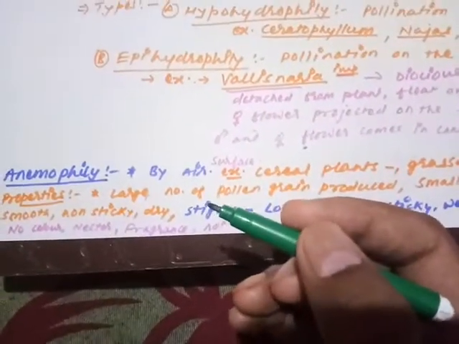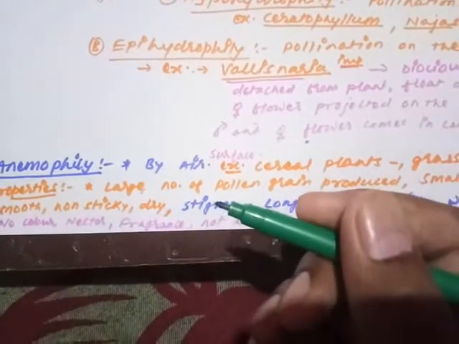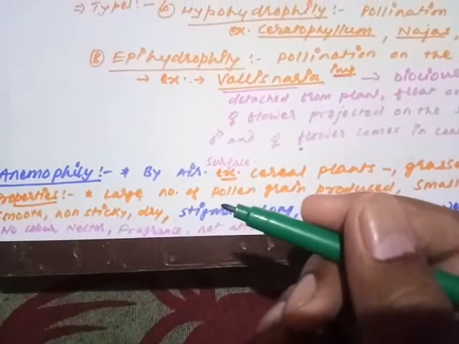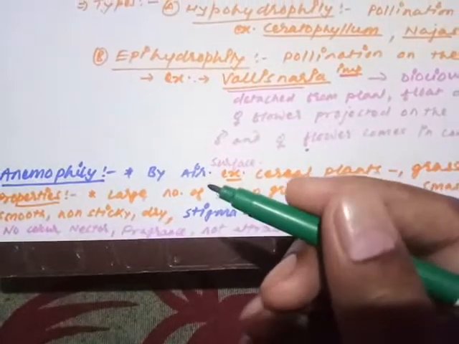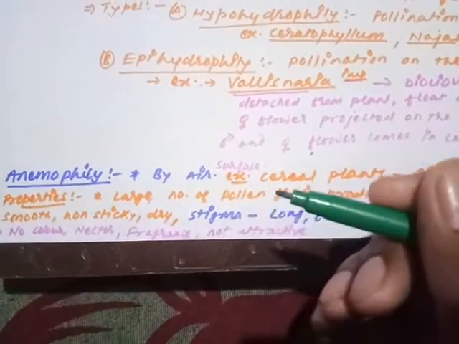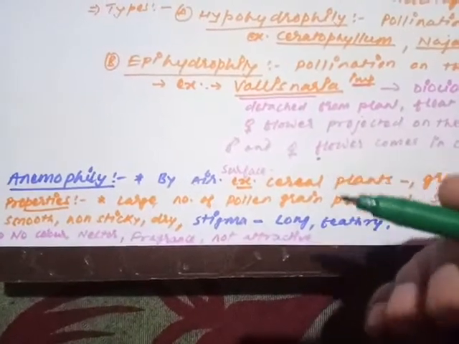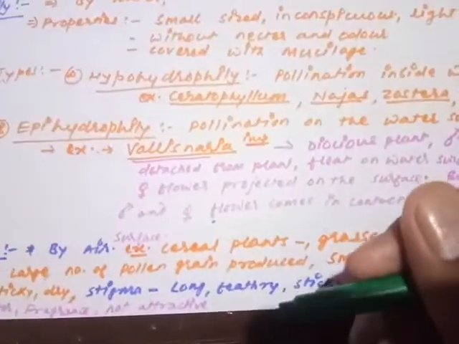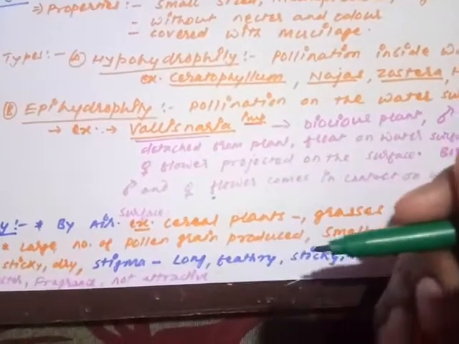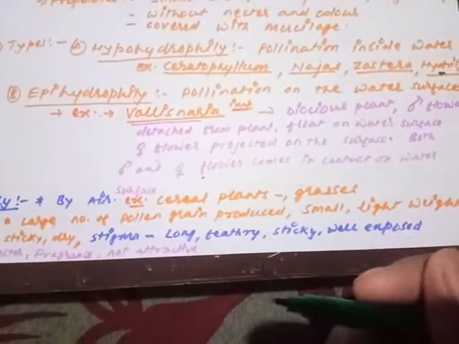If the pollen grains are produced in great quantity, they are very small, light weighted, non-sticky, without any smoothness, without any roughness. They are completely smooth and dry in nature. And similarly, to capture these pollen grains, the stigma also has some specific type of adaptation. What is the adaptation there?